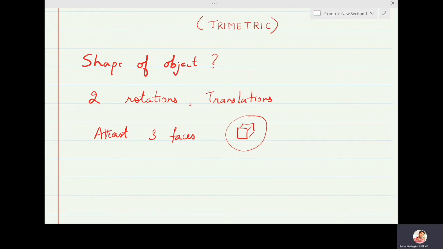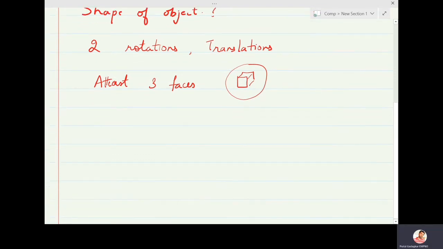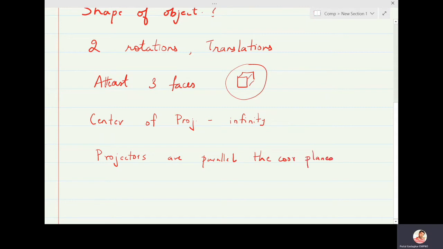So in this type of projections, what is the center of projection? The center of projection is infinity, and the projectors are parallel to the coordinate planes. So if you see these two things, these actually are of orthographic projection also, right? So actually axonometric projection is a type of orthographic projection such that we must be able to see at least three faces.